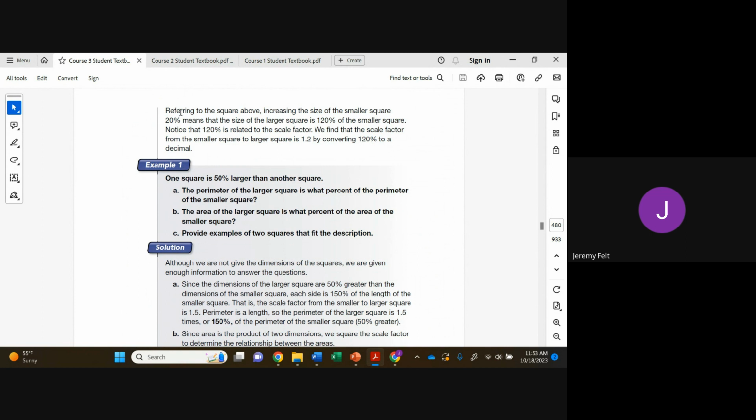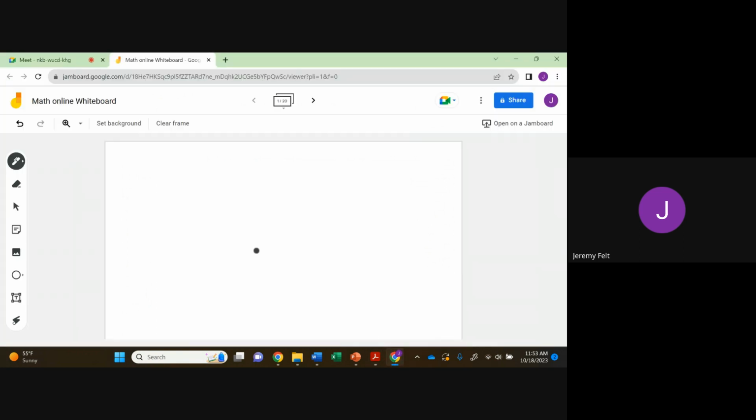If we look at example 1 here, one square is 50% larger than another square. Again, read it. Is it 50% of or 50% more? In this case, it's 50% larger than another square. The perimeter of the larger square is what percent of the smaller square, the area is what, and then provide examples. So let's take a look at this. We're going up by 50%. Whenever you see these problems, just draw out what it's asking.